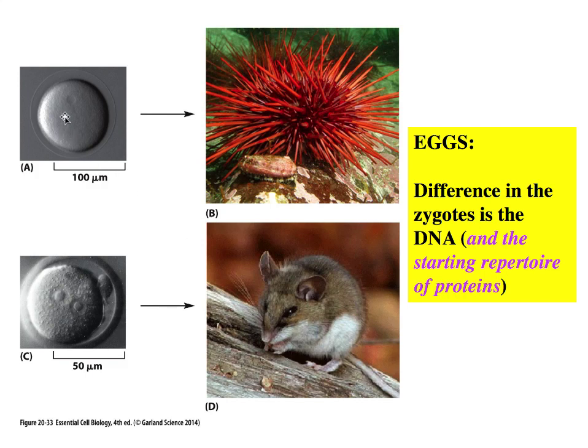So what happens? Well, if you look back here at the zygote stage, there are 2 major differences. The DNA within each zygote is different, therefore carrying different genes that will be expressed at different times. And the zygote itself carries a repertoire of proteins, mostly transcription factors, that may be different, therefore activating different genes at different times.